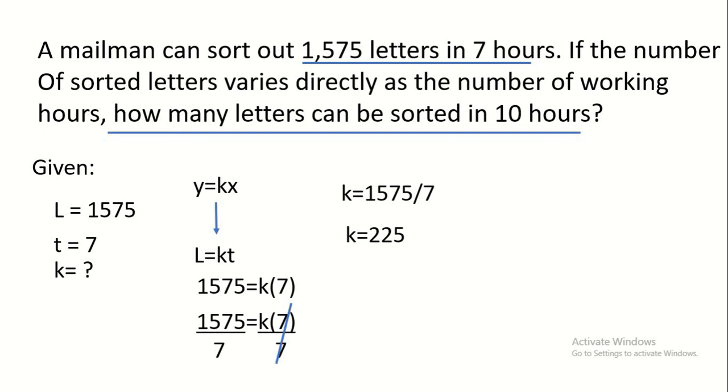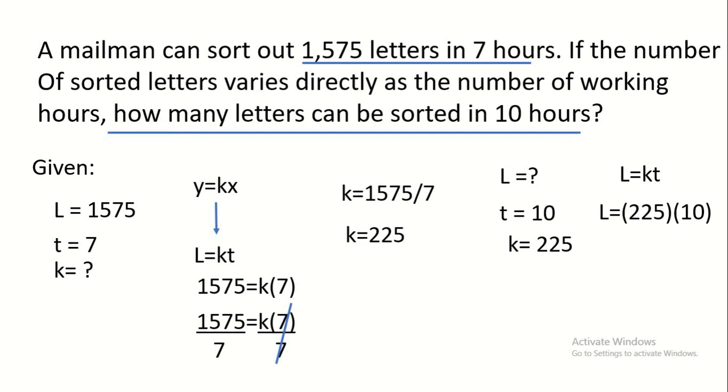Ngayon, nakuha mo na to, maaari mo nang kunin kung ilang letters ang nasosort sa 10 hours. So, ang given natin ay, ang time ay 10 or t is 10, our k is 225. So, we can substitute it as L is equal to 225 times 10, which is 2,250 letters. Ibig sabihin, yan ang nasosort natin sa loob ng 10 oras.